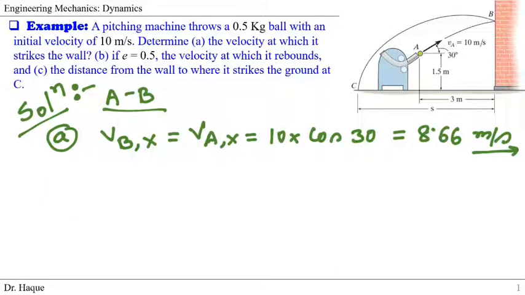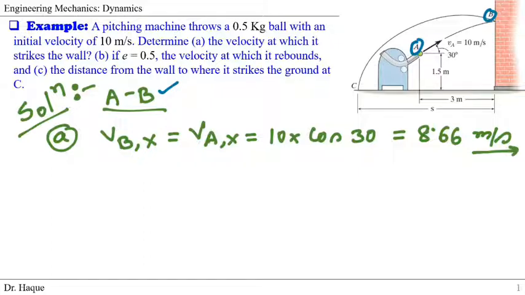So for part A, when we're considering the ball travel from A to B, we're looking for VB, right? So it's a projectile motion. What are the basic things for projectile motion? Whenever we think about projectile motion, what are the things that you think we have learned?